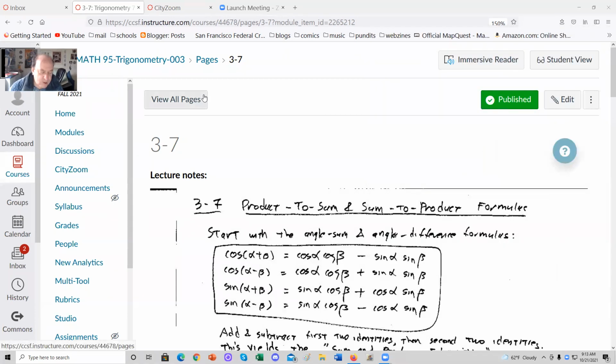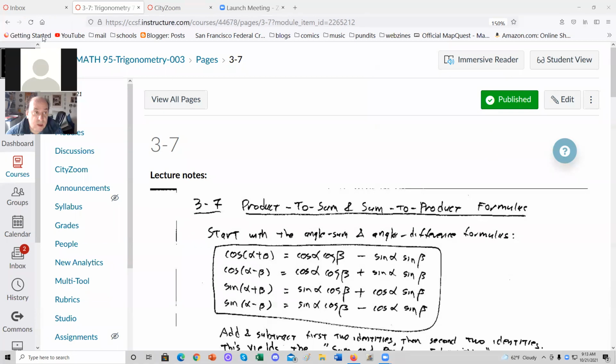Okay, today we finish off chapter 3, so that means the homework, hand in the homework next Thursday or as soon as we can after. This is 3.7 about product to sum and sum to product formulas.